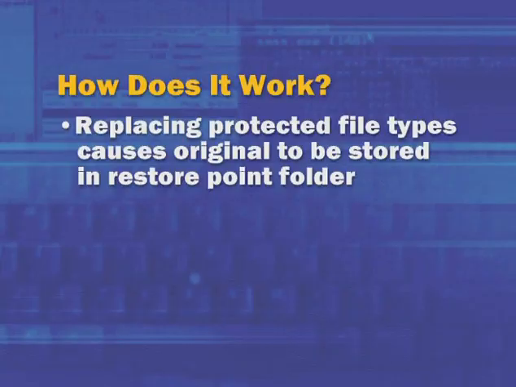So when System Restore is active, when one of these registered known file types is changed, replaced, or deleted, a copy is made of the original version in the Restore Point folder representing the current snapshot of the system.